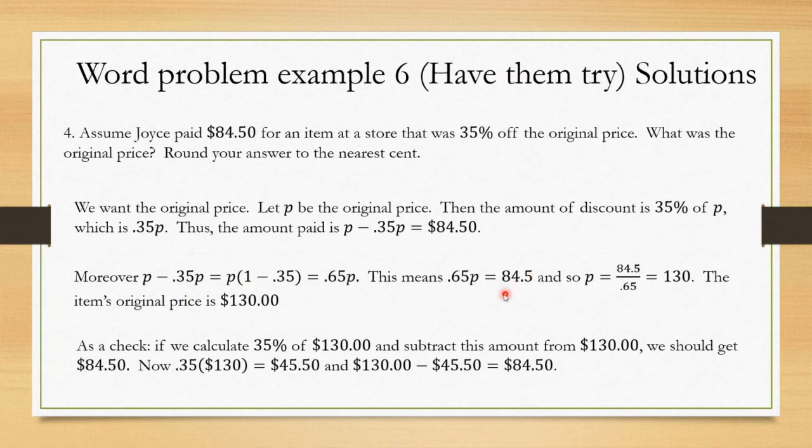So these two are equal, right? We know she only paid 65% of the original price, although we don't know what the original price is. We also know she paid $84.50. So we have this to solve for P, and that's easy. You just divide both sides, and you get $130.